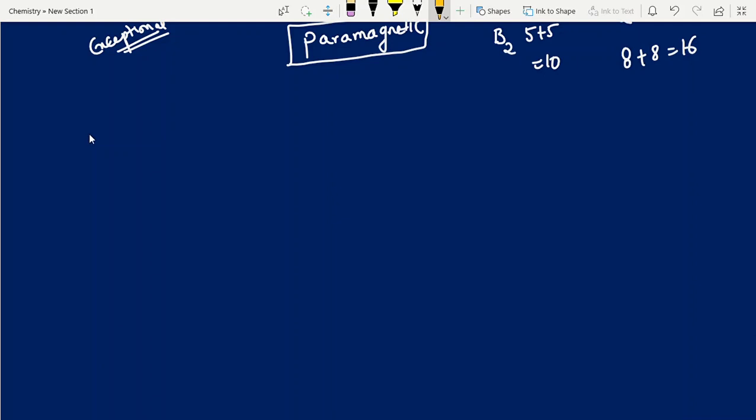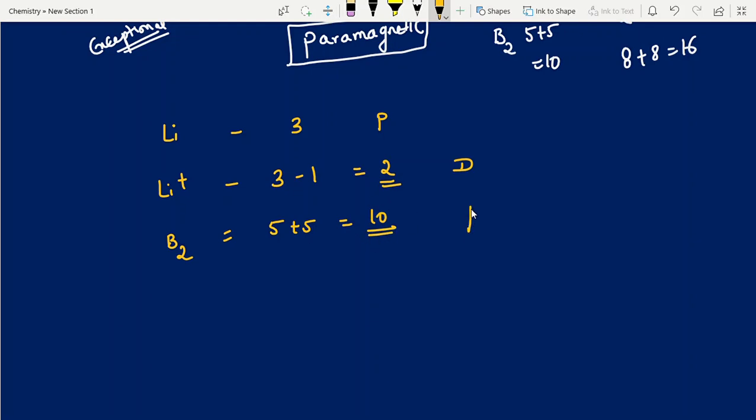Okay, now next one. I am giving some examples. Lithium: how many electrons, students? 3 electrons, which is odd. Odd means paramagnetic, right? Next, Li plus: 3 minus 1, so 2 electrons. 2 electrons is diamagnetic. That's it, easily you can work it out. Next, beryllium, boron. Boron means 5 plus 5, 10 electrons. Students, here you have to concentrate. Exceptional case, it is paramagnetic. Next, O2 molecule: 8 plus 8, 16 electrons, but it is an exceptional case. In exceptional cases we have to concentrate more.